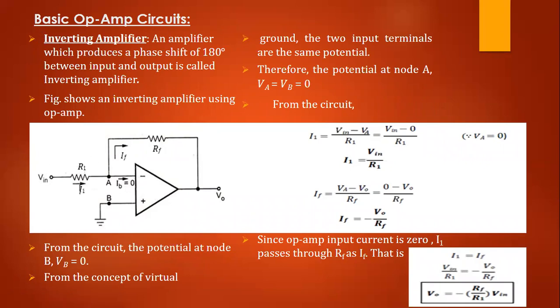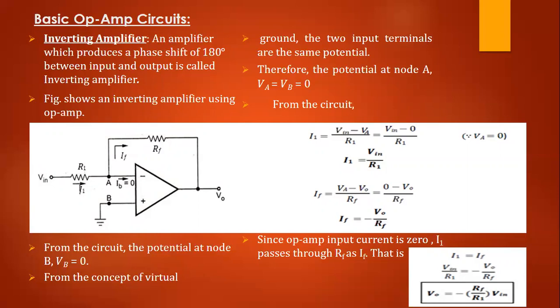So in this case, we are applying input to the inverting input terminal. Okay, and input is applied through resistor R1, and we are providing negative feedback from output to the input terminal through the resistor RF. Whenever op-amp is used in this configuration, this configuration is known as inverting op-amp configuration.